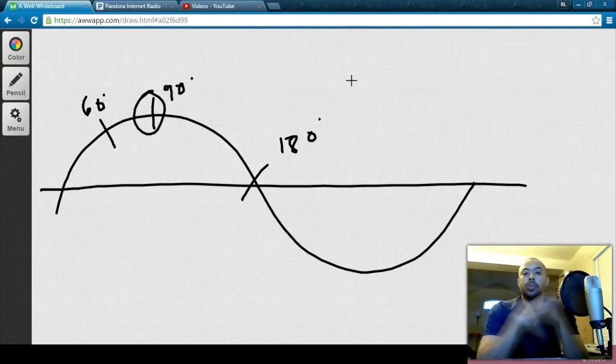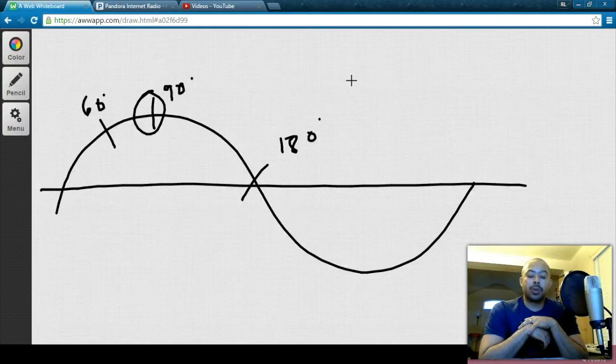So for this video, I just wanted to introduce some of the basic concepts of AC, how the circle becomes a sinusoidal waveform, and show you the importance that trigonometry will play in calculating whatever voltage, current, or reactance you need to figure in the future.